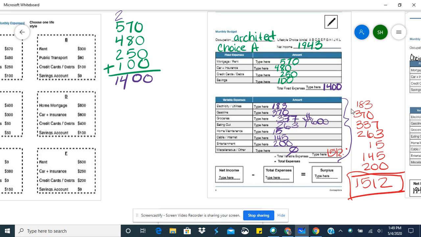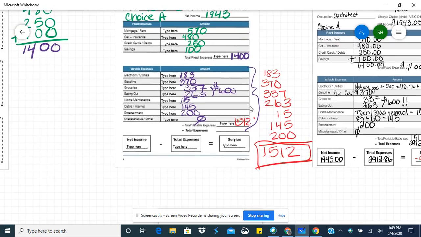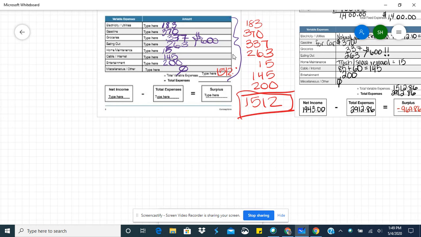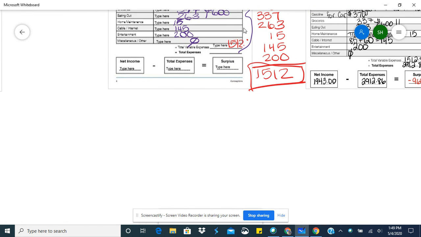Now we're going to find out our surplus. Okay? Your surplus is when you take your net income and you subtract it from your total expenses. So before I do that, remember our fixed expenses were $1,400 and our variable expenses were $1,512. That means that in total expenses, we have $2,912 worth of total expenses.